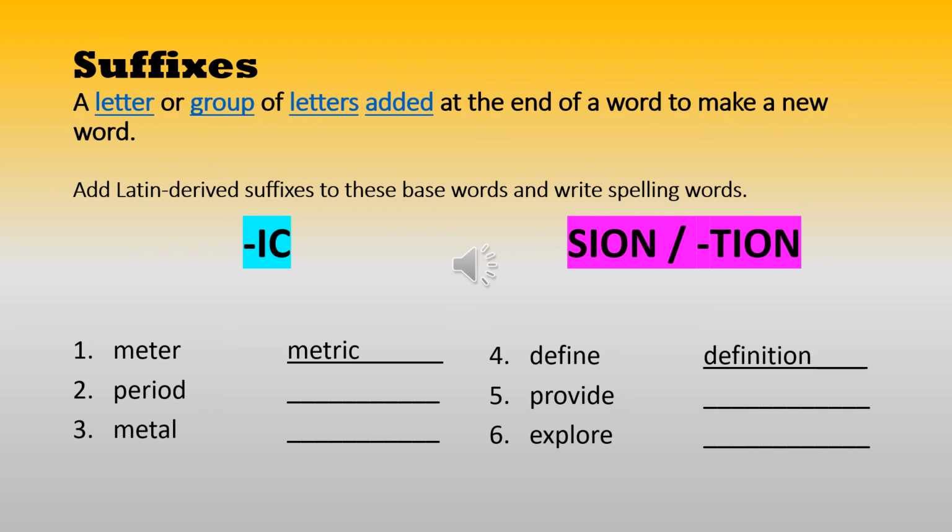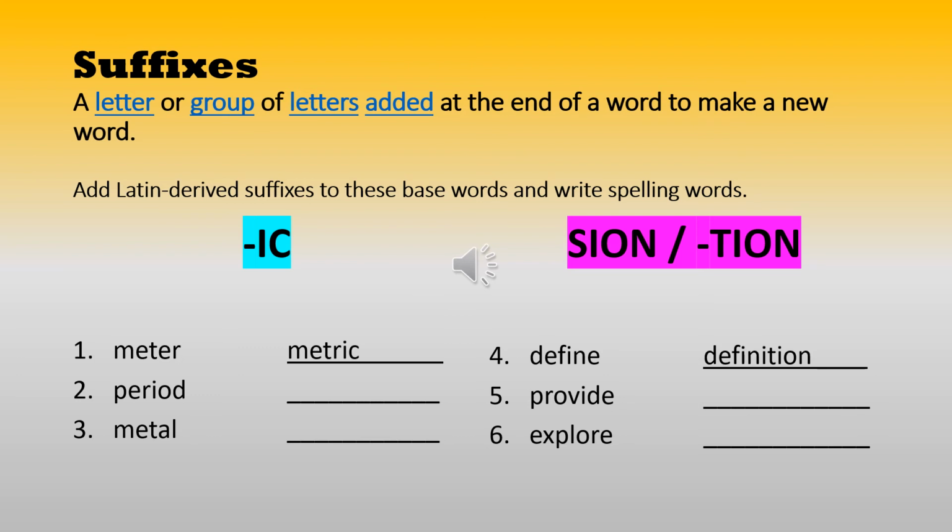You have to do the same thing for number 2. Period. You have the IC suffix, and then you are going to have a new word. Write on the line the new word that is going to be created. And the same thing is going to be for metal.